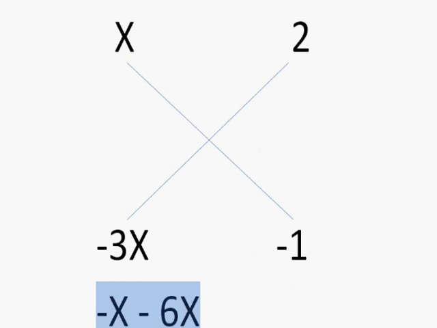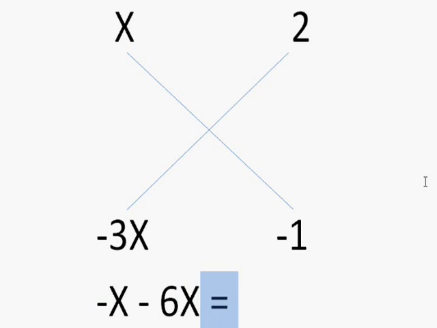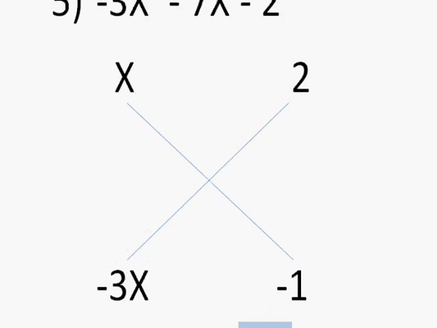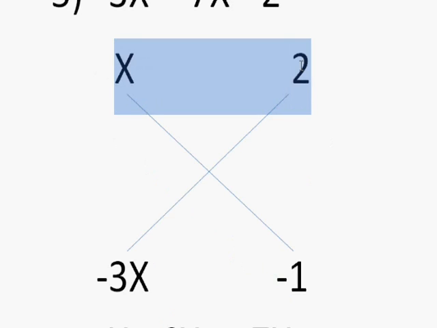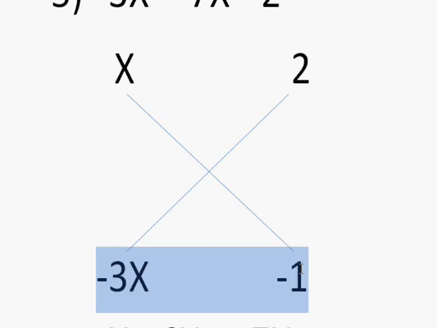So I made, once you multiply like this, you will get negative x. Once you multiply like this, you get negative 6x. That will be equal to negative 7x. So that negative 7x is the same as the middle expression over here. So the factors would be x plus 2 and minus 3x minus 1.